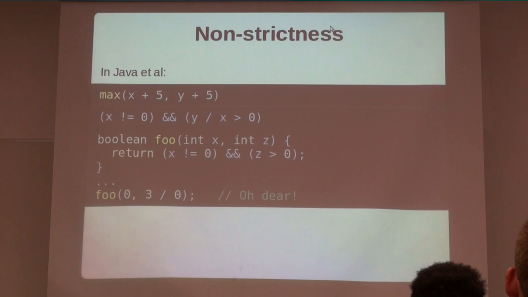And if we write a function foo, and I don't know whether this Java syntax is correct, but it seems vaguely correct, we can write a function foo that takes two integers, x and z, and says if x doesn't equal 0, then we're going to evaluate the z greater than 0 piece. And if we call this with 0 and 3 divided by 0, then we get a bit of a problem. Because even though inside the function we don't actually need the value of z because of the short circuiting of the AND, that short circuiting doesn't permeate outside of the function. We can't write our own functions in Java that short circuit.